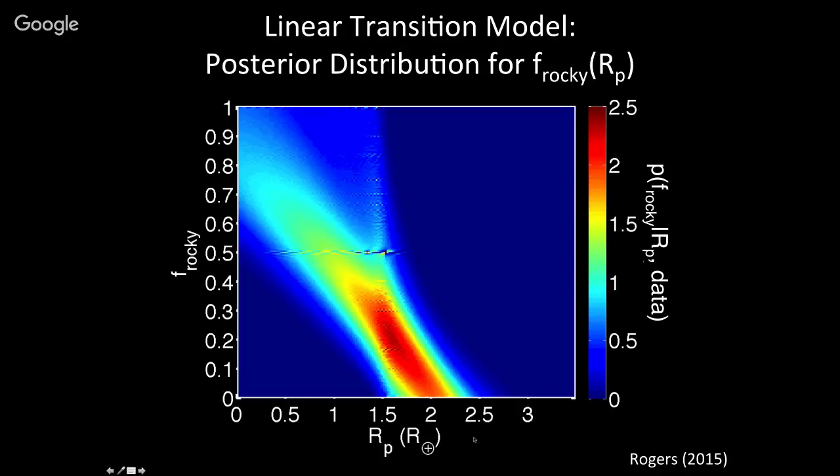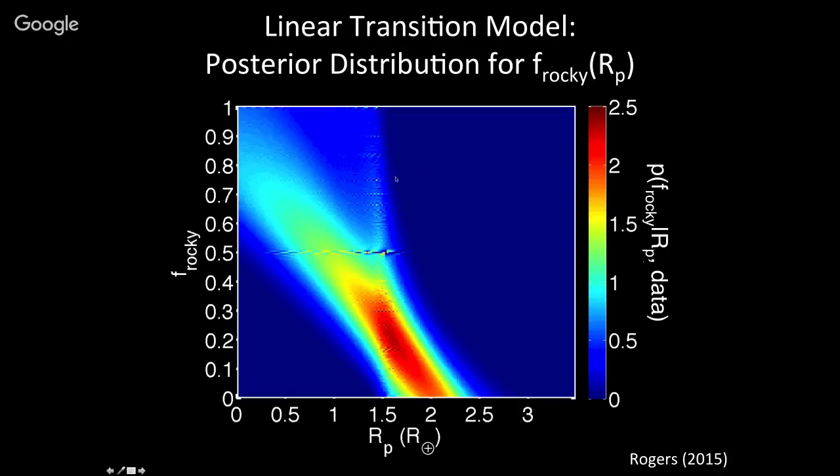So say you're interested in planets of a given size, say 2 Earth radii. Then you look at a vertical slice through this diagram. Values of F rocky that are shaded red are more strongly favored by the sample of planet mass radius measurements that we have in hand to date, whereas values that are shaded deep blue are essentially ruled out.